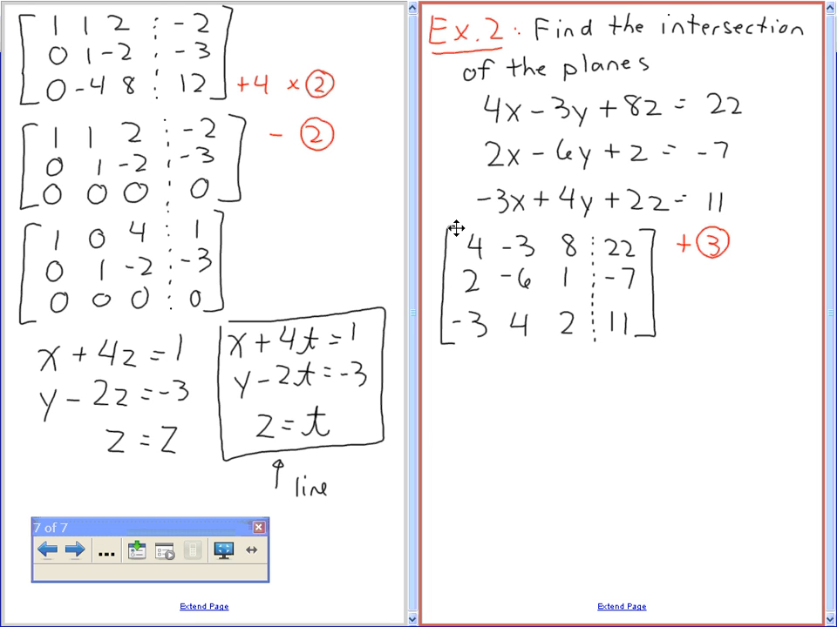Can somebody please be brave and give me that first line again? What's it going to turn into? Would it by chance turn into 1, 1, 10, and 33? Absolutely.